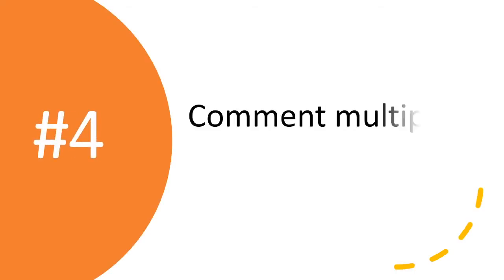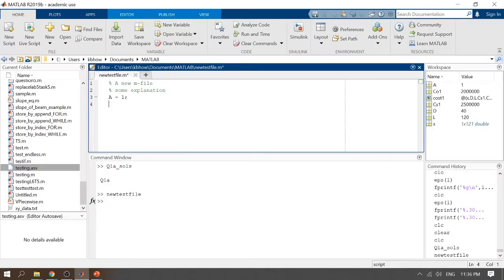Number 4, the fourth useful MATLAB operation is how to comment multiple lines. Let's say I have a few lines, I will just create a few simple lines. Okay, so let's say 3 lines here. If I would like to change them into comments, I can select them, press Ctrl R on my keyboard to change them into comments, and to remove the comments, I can press Ctrl T.